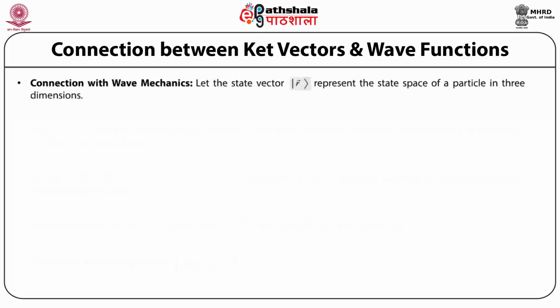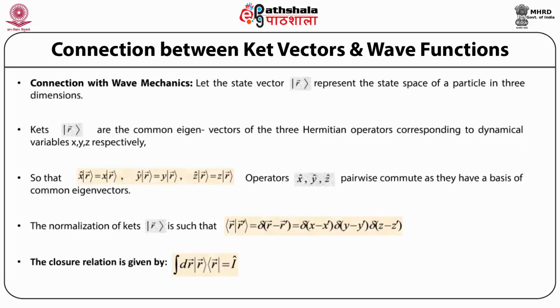Now, let us study the connection that is there with wave mechanics. For studying that, let us start with the state vector, the ket vector r, which represents the state of space of a particle in 3 dimensions. That means that this ket vector r actually represents the position of the particle in 3-dimensional space.